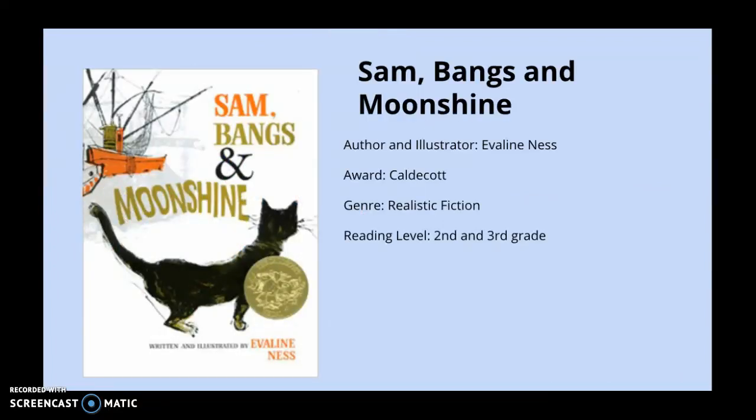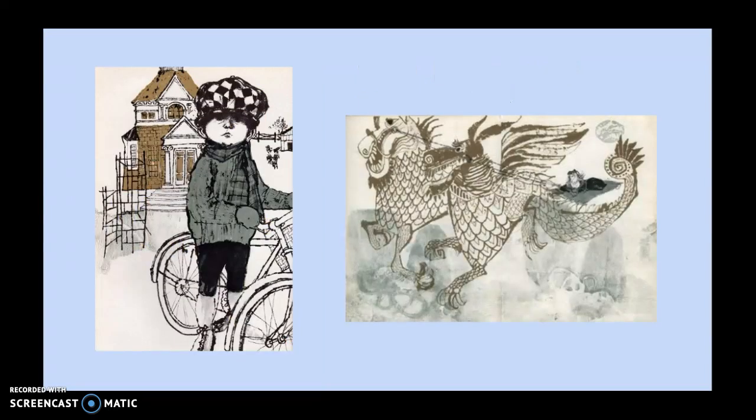The next book is called Sam, Bangs, and Moonshine, written and illustrated by Evelyn Ness. This is a story about a little girl named Samantha who ends up hurting her friend and losing her cat through all of her ridiculous lies. She learns in the end that lying is never the answer.